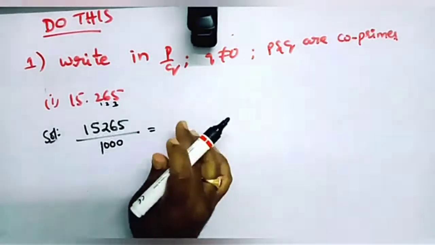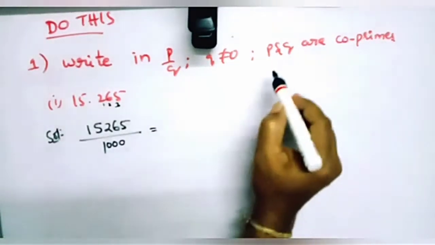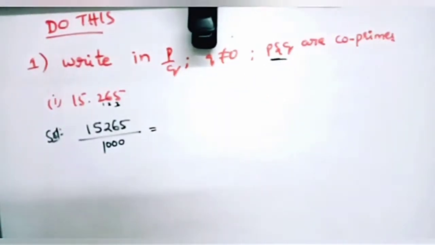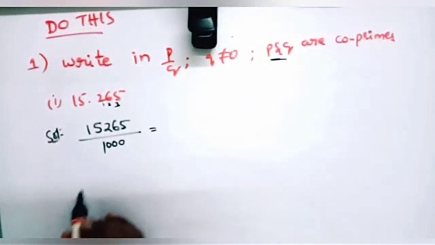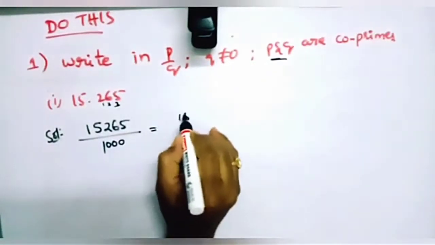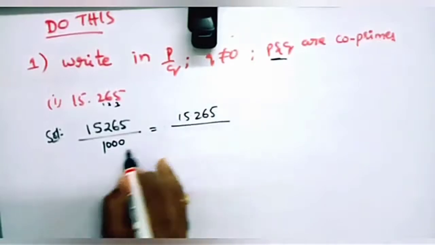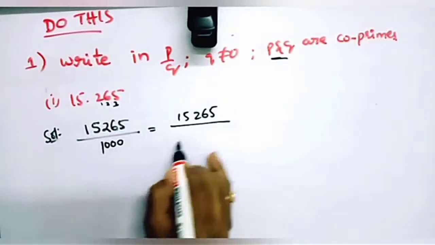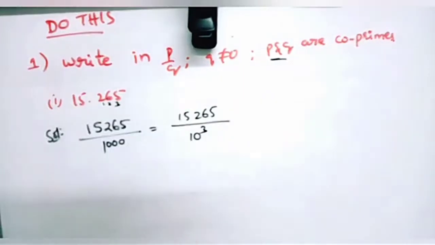But we are writing in the form p by q where p and q are co-primes, which means we need to write it in the simplest form. So first write down 15265, and this 1000 can be written as 10 to the power of 3.